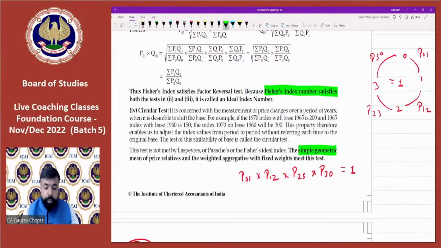Now, which formula satisfies it? The first one is simple geometric mean of price relatives. The second one is weighted aggregative with fixed weights. So these two formulas satisfy the circular test.